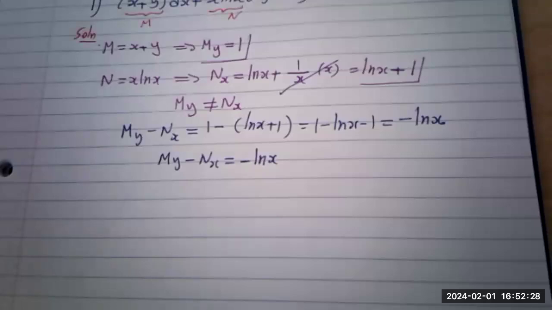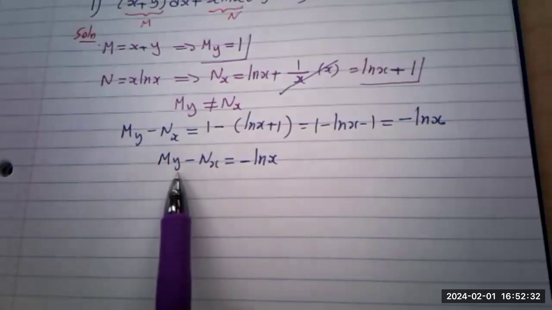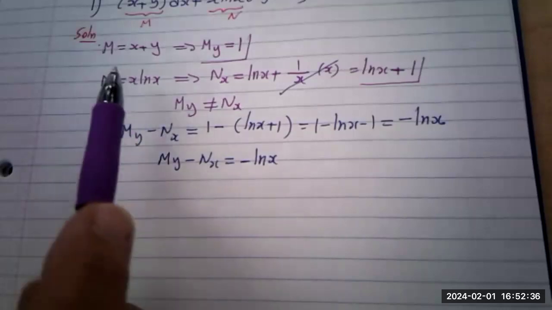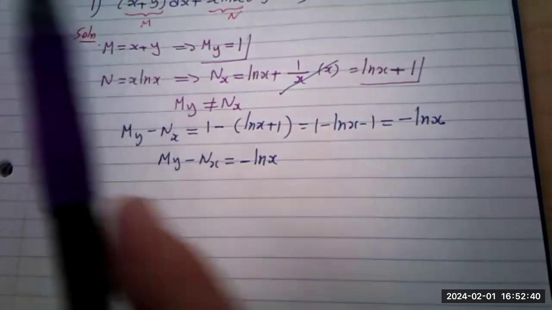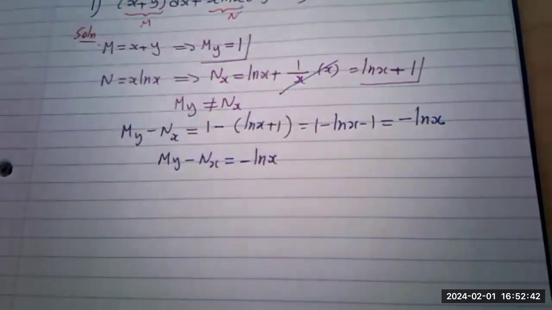Okay, now check which one is better: dividing by N or dividing by M. You see, if you're dividing by M, it's very bad. M is x plus y. You cannot simplify it.